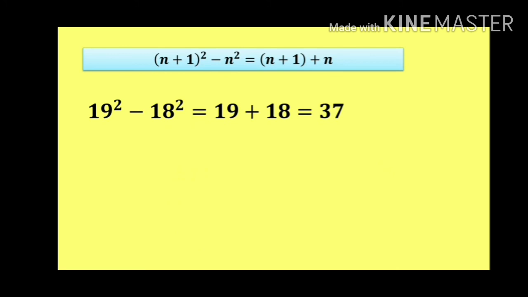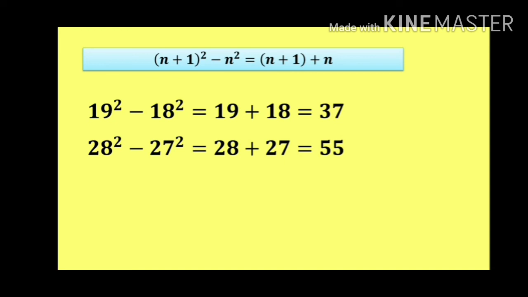like this. So 19 square minus 18 square. 19 is a number, 18 is the consecutive number. Here we just have to find the sum. So 19 plus 18 we get 37. Similarly, 28 square minus 27 square. We'll just add the numbers here. 28 plus 27 we get 55.